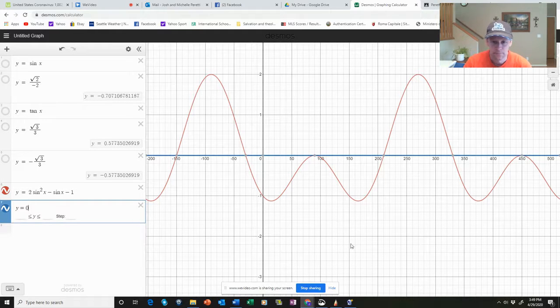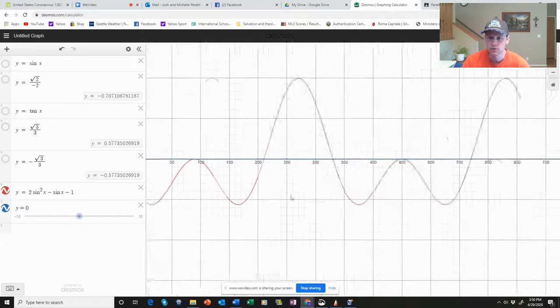All right. There, there, and there. So my equation was 2 times the sine squared of x minus the sine of x minus 1 equals 0. So I want to know when it equals 0. And it equals 0 at 90 degrees, which is pi over 2. At 210 degrees, which was 7 pi over 6. And at 330 degrees, which is 11 pi over 6.